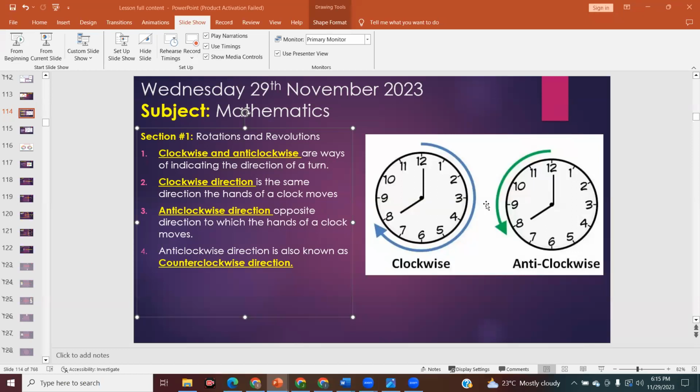And Bethany, what do we mean by anti-clockwise direction? What's the definition of that? You have to speak into the mic. The opposite direction of which the hands move. Very good. The opposite direction to which the hands of a clock move. All right. So that's the difference between clockwise and anti-clockwise.